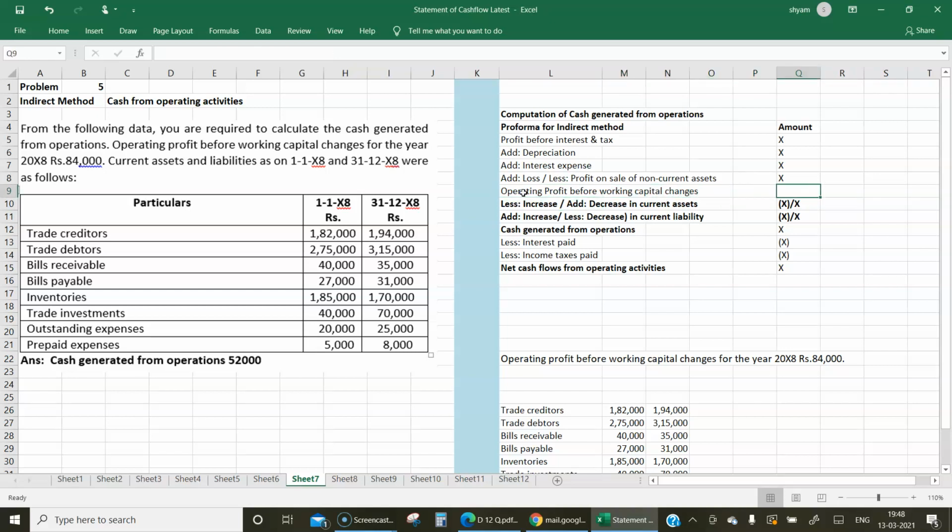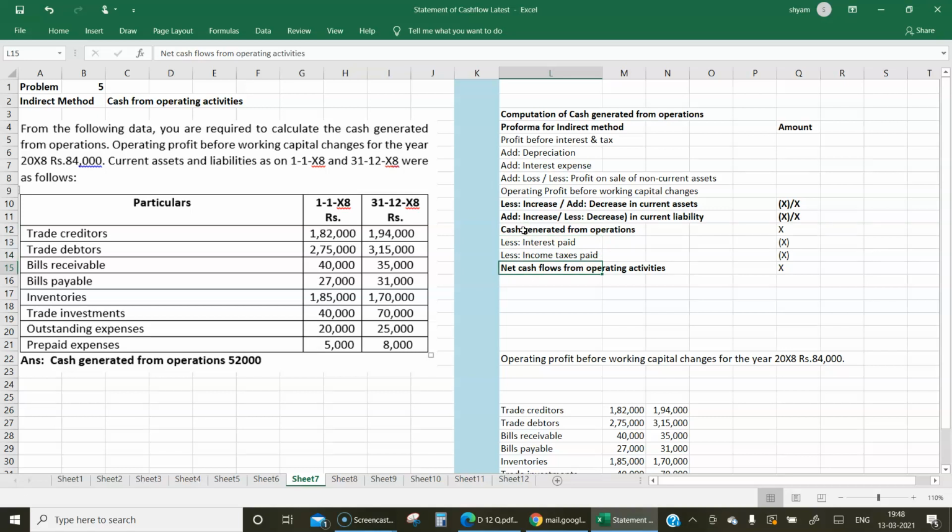It's not that you have to put it here only; you can even put it here as profit before interest and tax, and it still gives you the same meaning. That won't be a problem. You can put it here or here, and you will still get the same answer. But ideally, operating profit is when you adjust all these things. When you adjust the working capital changes, it leads to cash generated from operations. Thereafter you deduct, and you will get the net cash flow from operations.